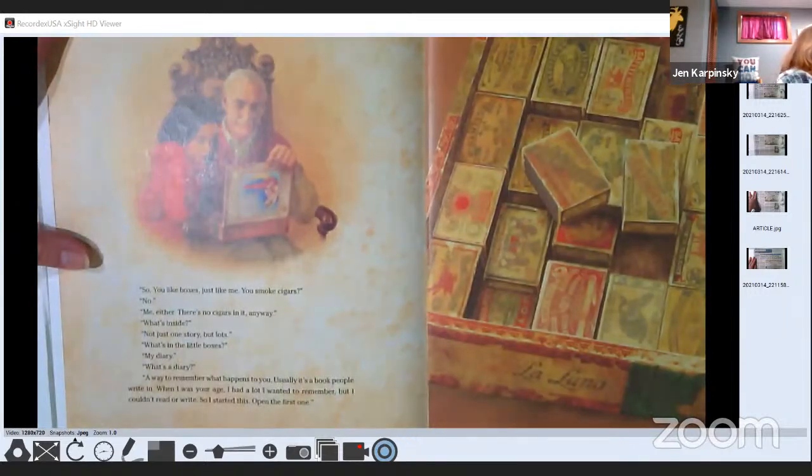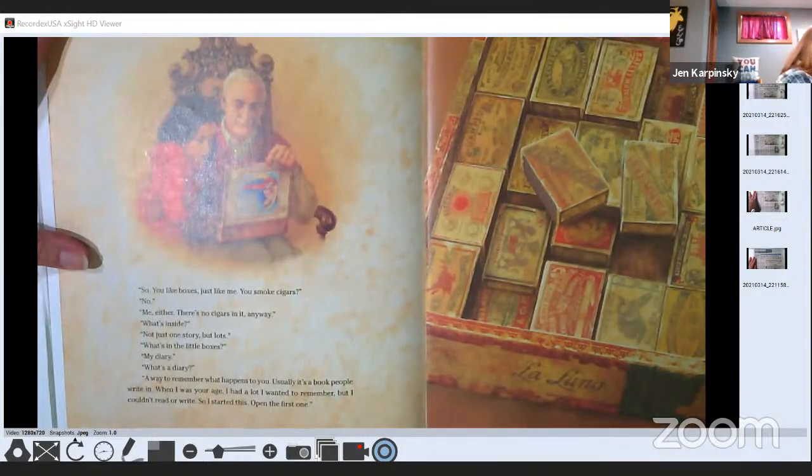You like boxes just like me? You smoke cigars? No, either. There's no cigars in it anyway. Well, what's inside? Not just one story, but lots. What's in the little boxes? My diary. Diary. A way to remember what happens to you. Usually, it's a book that people write in. When I was your age, I had a lot I wanted to remember, but I couldn't read or write. So I started this. Open the first one.